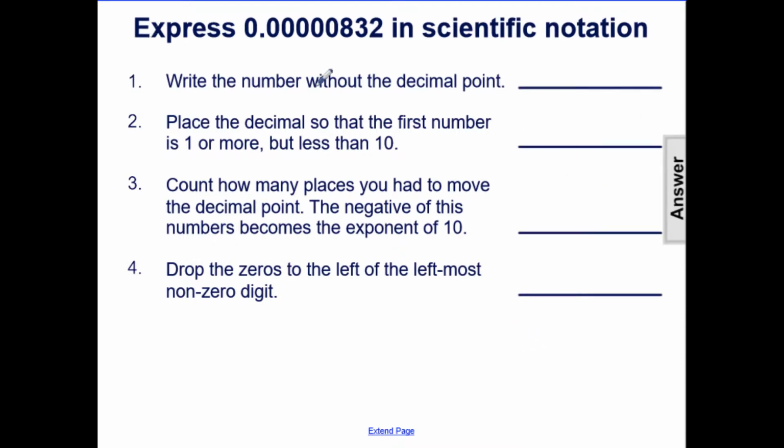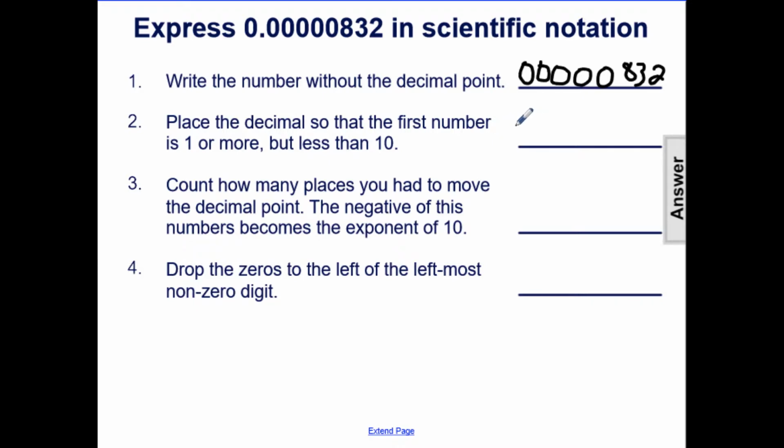Let's do an example of this without it already filled in. Let's look at 0.0000832, a really, really small number. So we're going to write the number without the decimal point. So we'll have 0, 0, 0, 0, we'll have 1, 2, 3, 4, 5 zeros, 8, 3, 2.